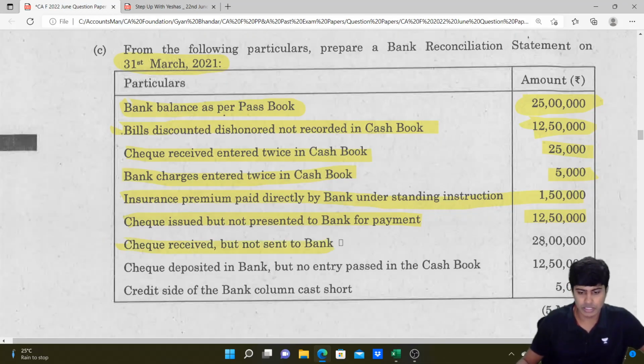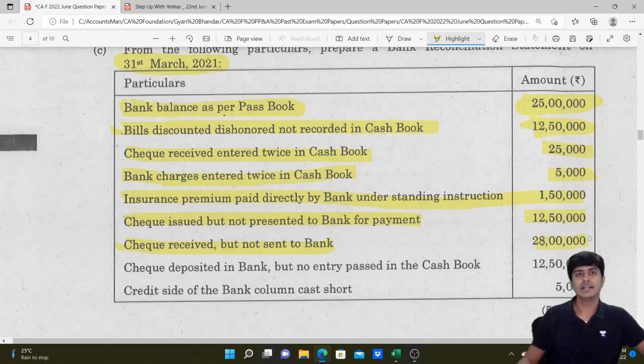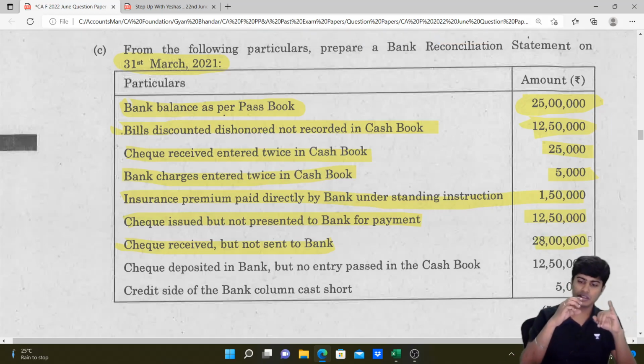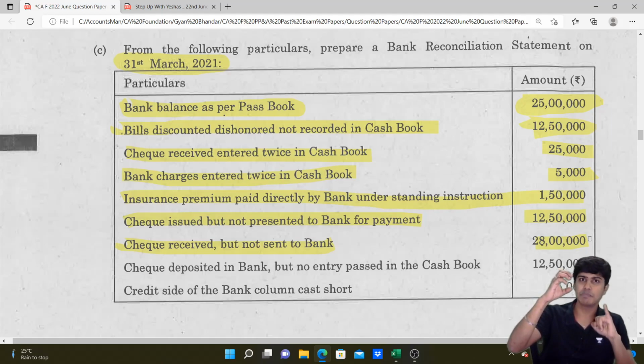Check received but not sent to bank, 28 lakh. We have received the check, because of which balance as per cash book has increased. But this check is not presented to the bank, because of which balance as per passbook has not increased. So balance as per passbook has not increased, balance as per cash book has increased.